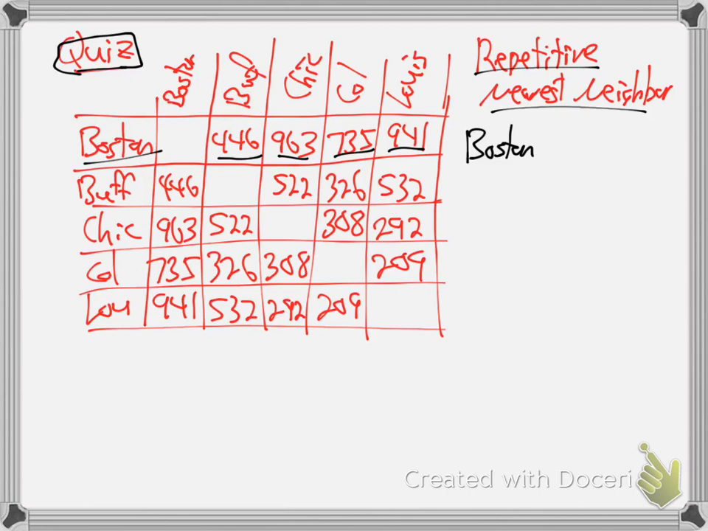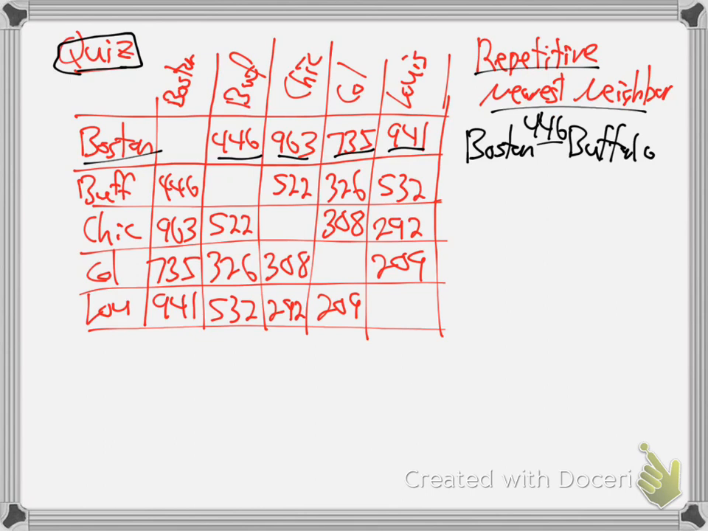So Boston to Louisville is 941. So that's how far. What's the nearest neighbor to Boston? It is Buffalo, 446. That's the closest, the smallest number. So that would be the first. You go Boston to Buffalo, and you want to write down the miles, 446, because we're going to add them all up when we're done and pick the cheapest. So that's the first connection.